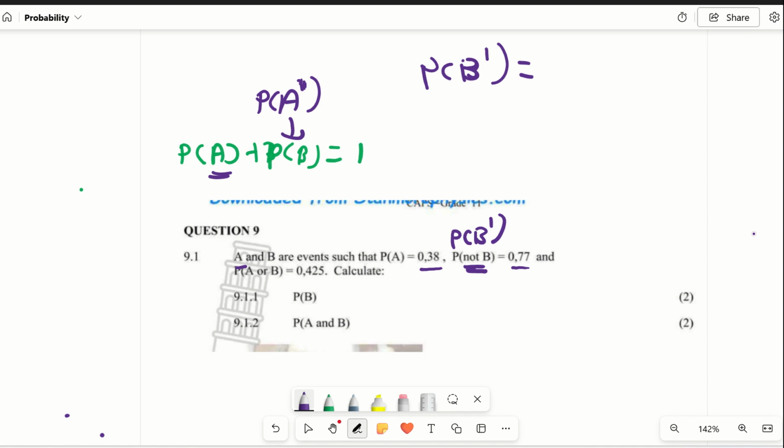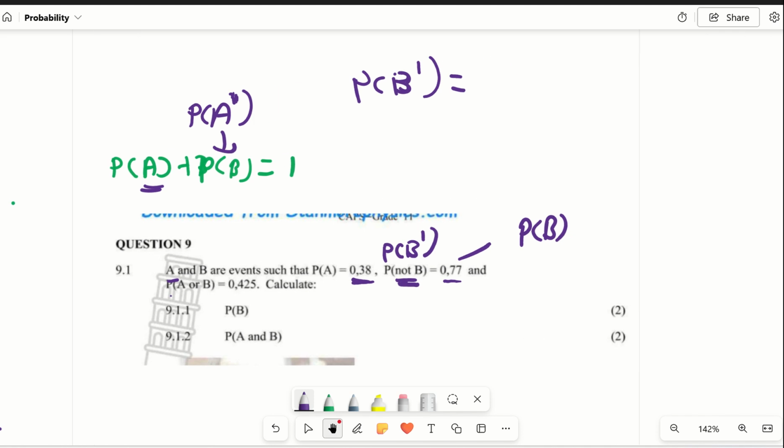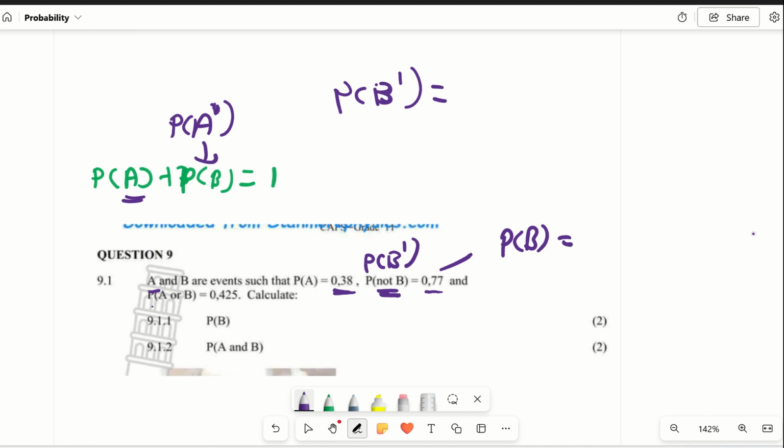So it says A and B are events such that the probability of A is 0.38, the probability of not B is 0.77, then the probability of A or B is 0.425. So guys, tell me, what is the probability of B from this? The probability of not B, B complement, is 0.77. What is the probability of B? Yeah, so it's 1 minus 0.77, which is 0.23. Who doesn't get this?